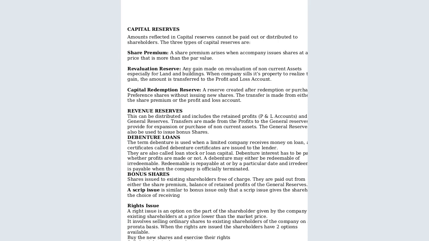So the valuation reserve, we are told, it is any gain made on the valuation of non-current assets, especially for land and buildings. So when we value upwards, for example, land, last year equal 2 million, this year is 2.5 million. That extra, that gain of 500,000 is what goes to the valuation reserve. Then the next one we have capital redemption reserve. We have seen it up there.